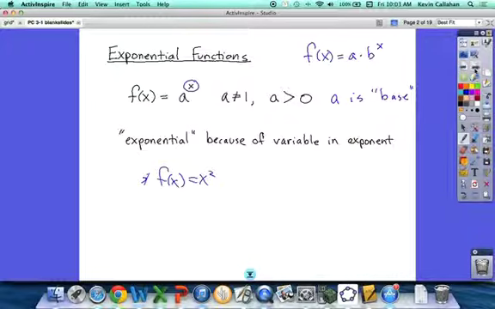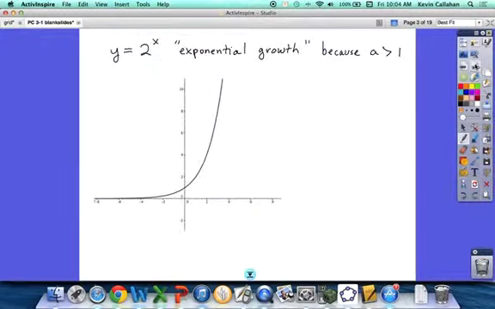Okay, so what's the first thing we need to do when we look at a new function? Graph it. You've got to know what the shape of this thing is. And in order to have something to graph, I need to fill in the a. So I filled in the a with a 2. So I graphed y equals 2 to the x, and you can see what the shape of the graph is.